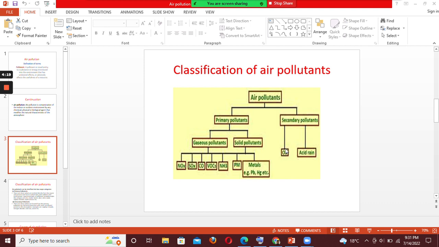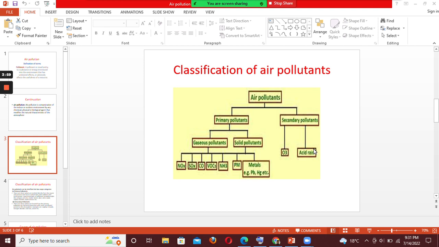Ozone is an important gas, but in the stratosphere. So when it is in the troposphere, it becomes a harmful gas. When we inhale ozone, it will have respiratory effects on our bodies. Then we also have acid rain.